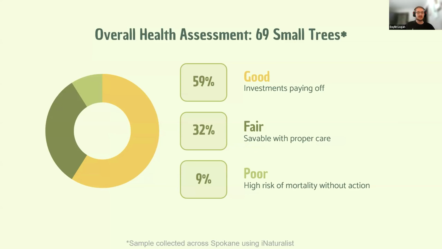So nearly 60% of our trees were actually thriving, with very little dieback, no chlorosis, and very few injuries. They're trees that will last like that for a very long time. 32% of them were fair. They're savable with proper care, but they have dieback and some injuries, maybe some southwest injury, things that can be managed, but if left, they may become a poor tree. About 9% of the trees were poor, which is about 6 out of the 69.